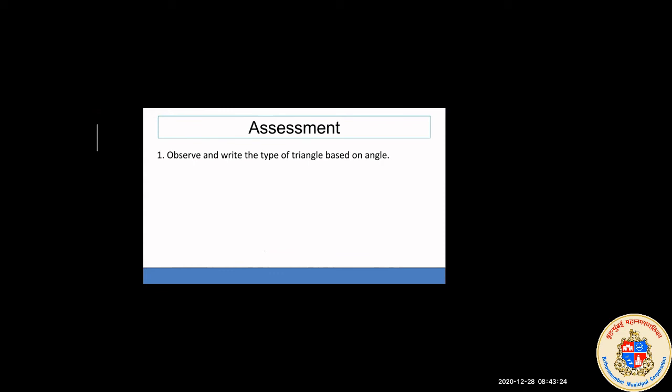Now it is time for assessment. Okay, we will also see what we have learned, what we have understood. So students, be ready with your mic unmuted. We will do the assessment. Observe and write the type of triangle based on angle. Okay, so this is my first triangle. What type of triangle is this? Anyone? Based on angle. You have to see the measurement of angle and tell me.